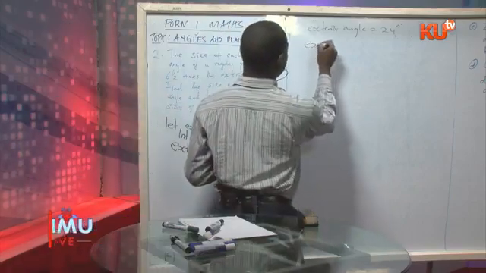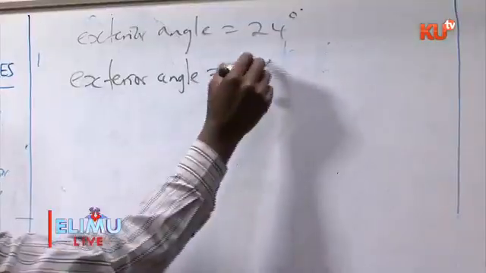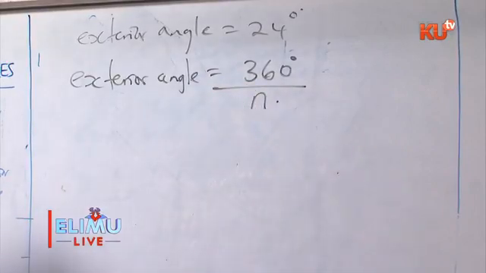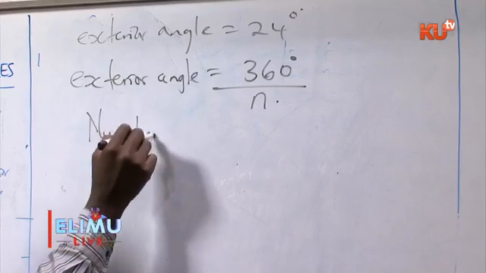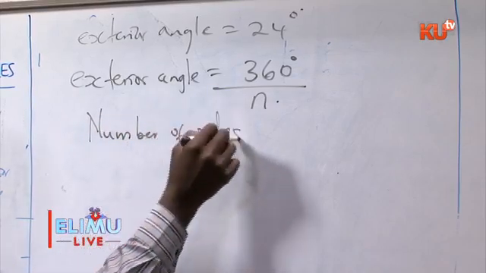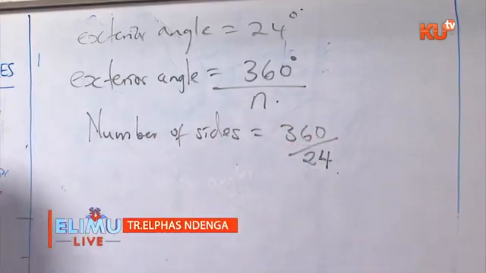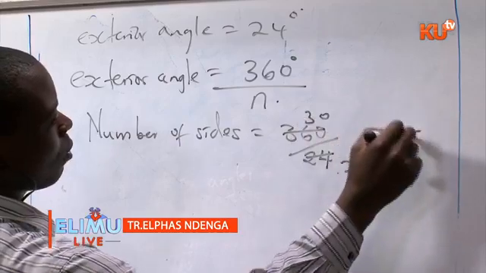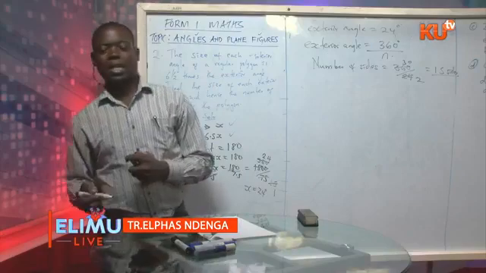We said that the exterior angle is equal to 360 degrees divided by the number of sides. So if you make the number of sides the subject of the formula, then the number of sides will always be equal to 360 divided by each exterior angle. By simplification, 12 is 2, 12 is 30, and so our solution is 15 sides. So this polygon has 15 sides.